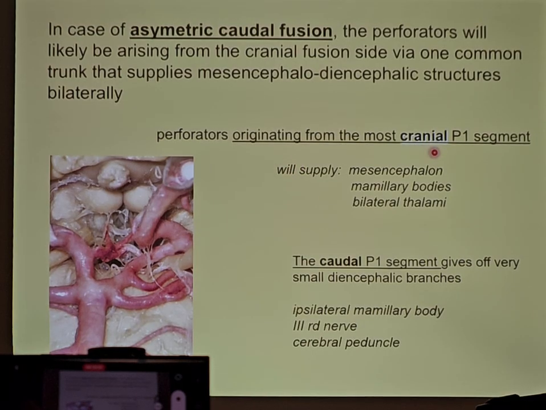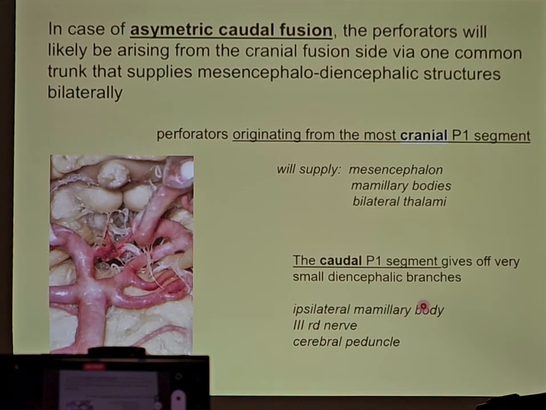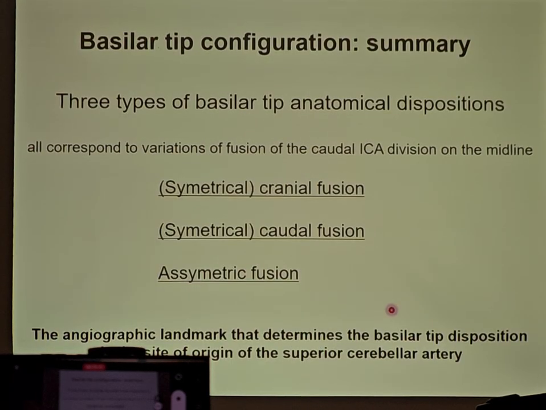So the cranial perforators are the most important ones, and they come off the hind limb. The caudal ones are tiny and they go to small adjacent vessels. It doesn't mean there is an absence of perforators, but the perforators are certainly less significant.